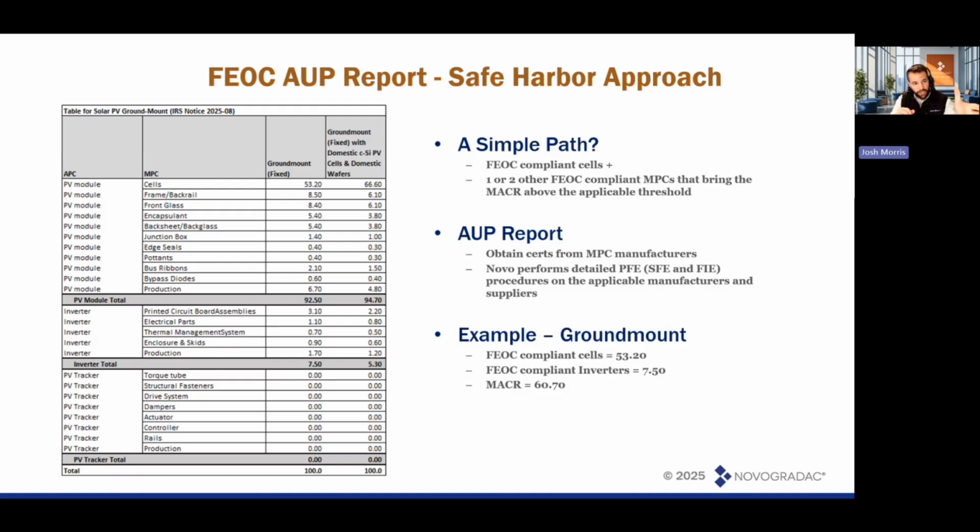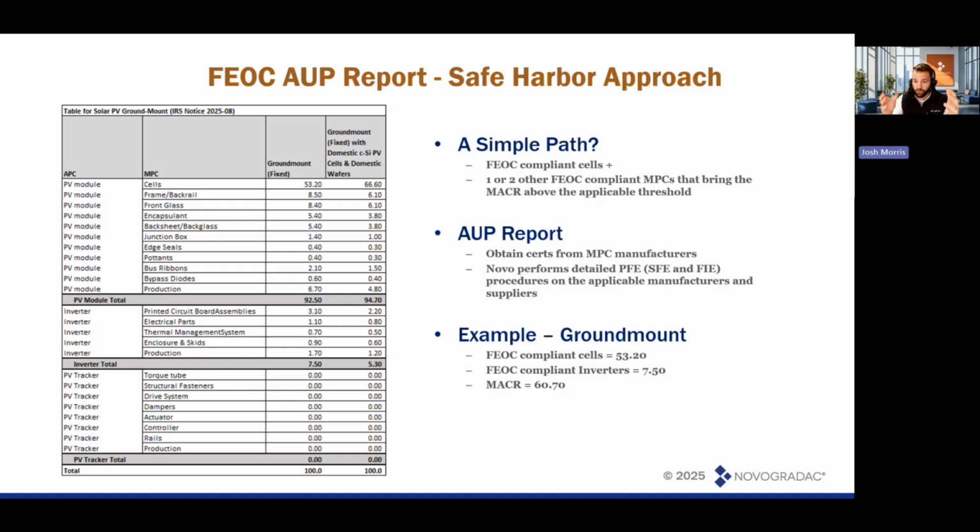So the table that we're looking at on the screen, this is IRS Notice 2025-08, and the table for solar PV ground mounts. We have the column for fixed tilt. This would be applicable to carports. So you can see these default percentages. What immediately sticks out is the weight put on the cells, right? So if you have a ground mount fixed system and those cells are FEOC compliant, you'd get 53.2 points towards that MACR calculation. You're already over the 40 if you begin for a project that begins construction in 2026.